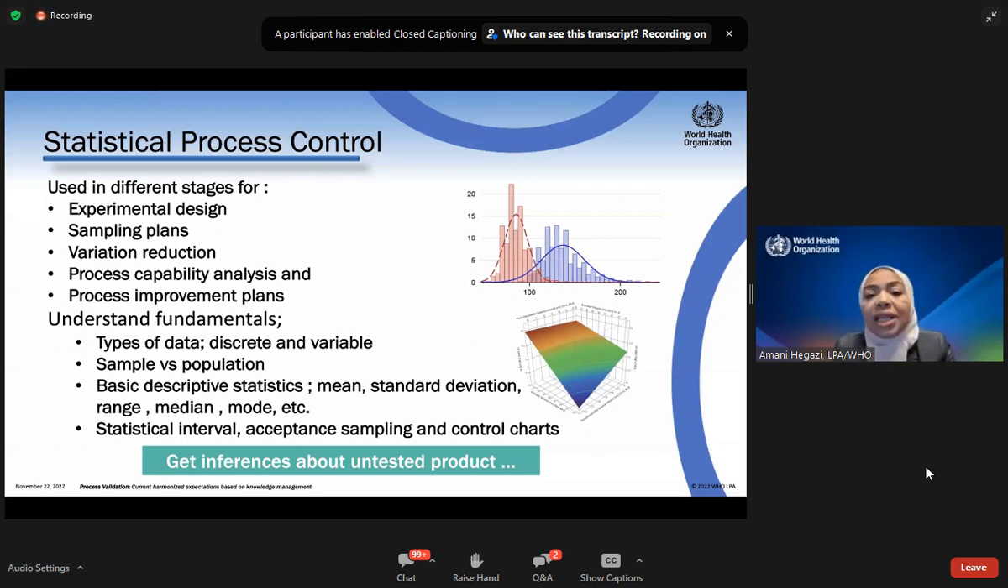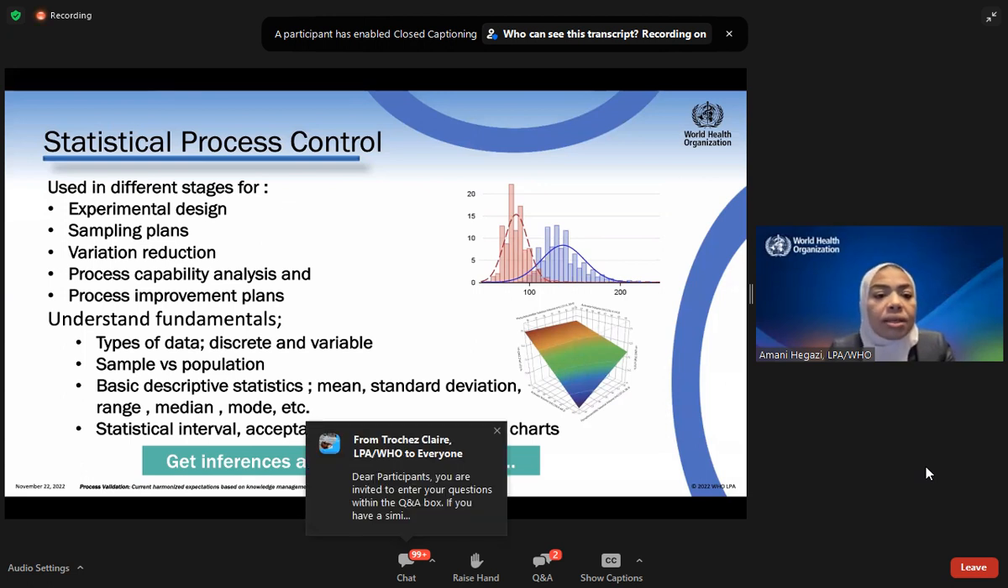The sampling plans, the process capability analysis, the implementation of the CPK and PPK to ensure and build the capability statement, which is the most important conclusion before releasing your batch to commercial distribution. Process improvement plans that could be triggered by control chart, by process trending. So all these are useful tools for continuous process improvement.